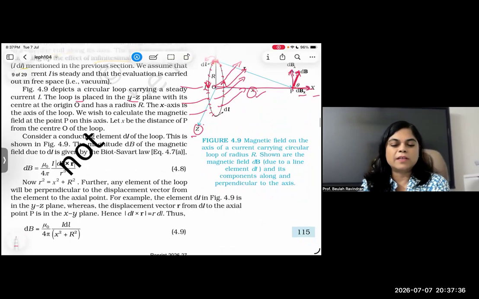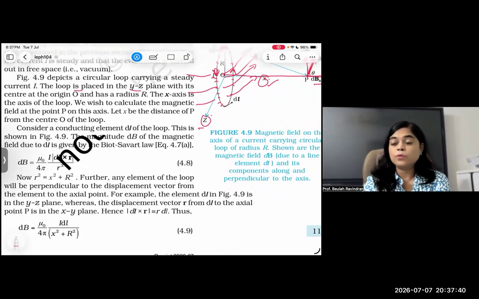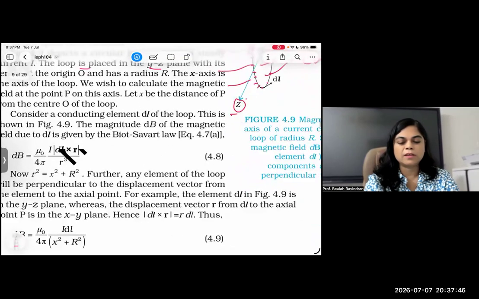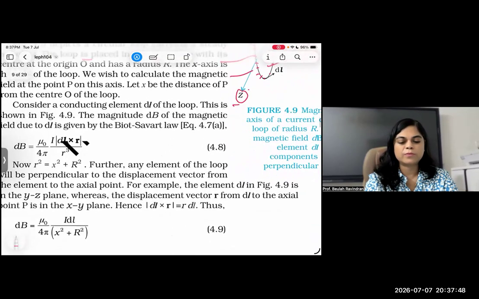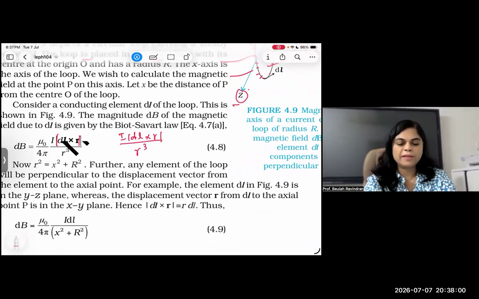Okay, so consider a current element. So what is dB now? Mu naught by 4 pi, using the Biot-Savart law: mu naught by 4 pi, I dl cross r. This is the cross product, okay? I dl cross r by r cube. Okay, so this is the Biot-Savart law. We are going to apply this law here.